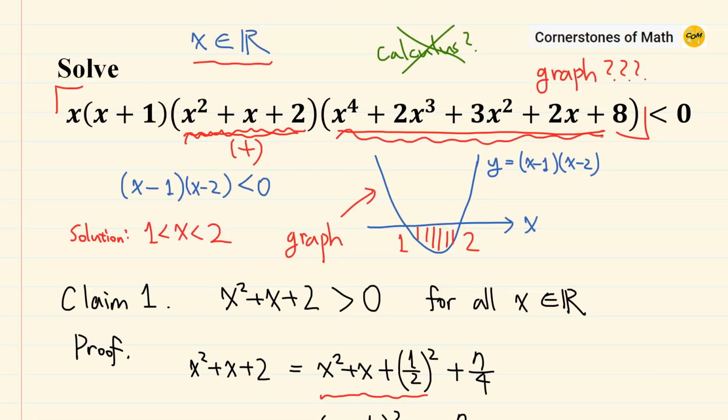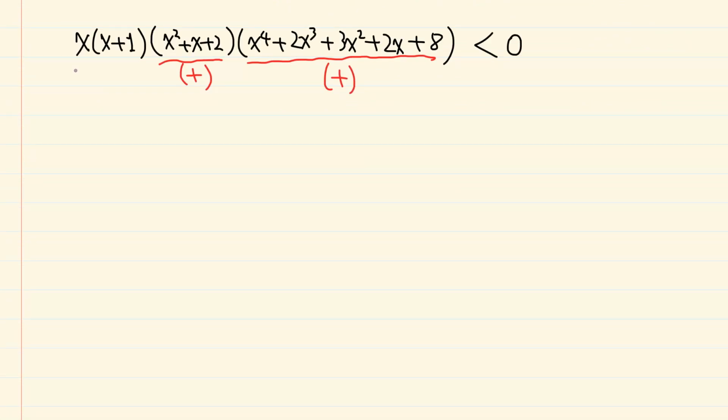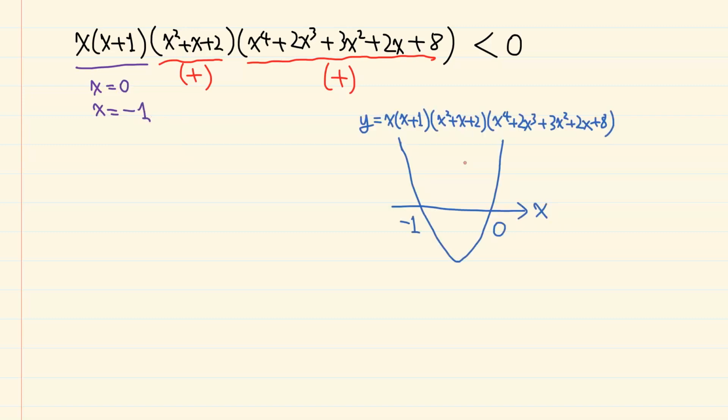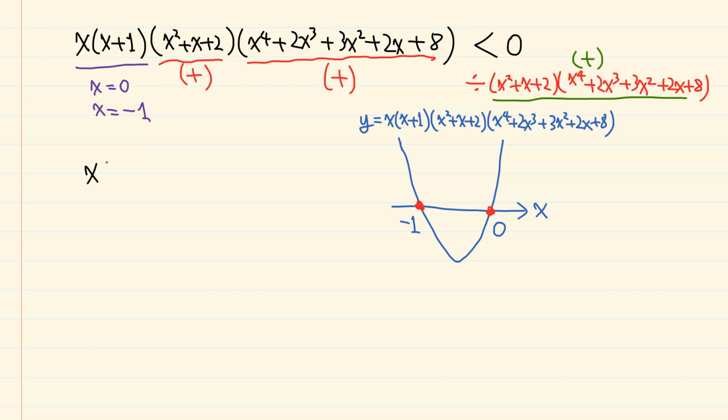Therefore, this quartic term does not affect the sign of the left-hand side as well. It is also always positive. Therefore, the only term that changes sign is this x plus 1. Now note that the left-hand side becomes 0 when x equals 0 or x equals minus 1. So the graph may look something like this, passing through minus 1, 0 and 0, 0. Or we can divide both sides by these factors, since they are all positive and therefore do not affect the direction of the inequality sign when divided. This leaves x plus 1 less than 0.